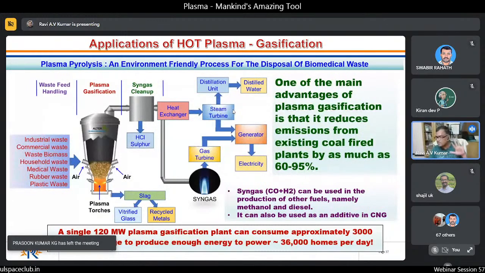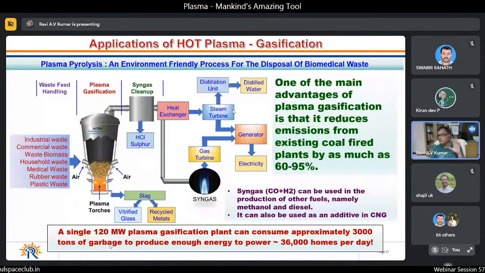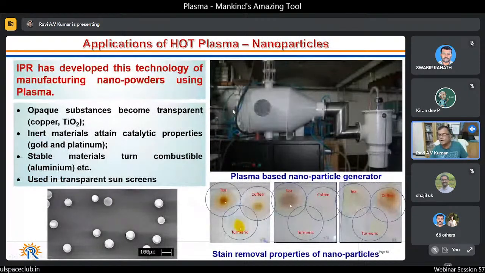And our governments have still not woken up to the great waste problem that we are going to face in the next 20-30 years. If we don't do anything about it, our future generations will really have a tough time.